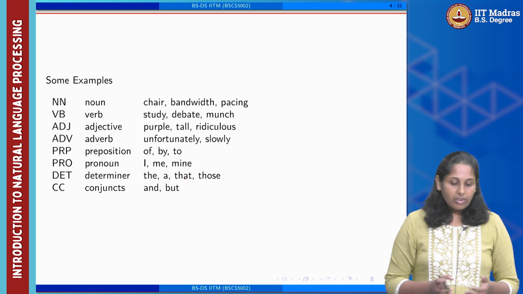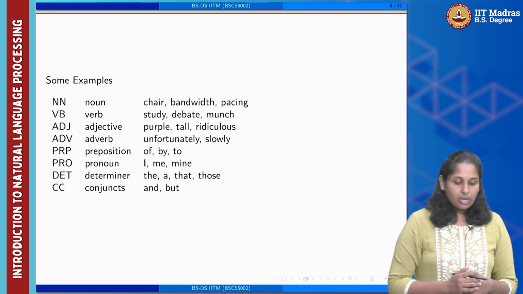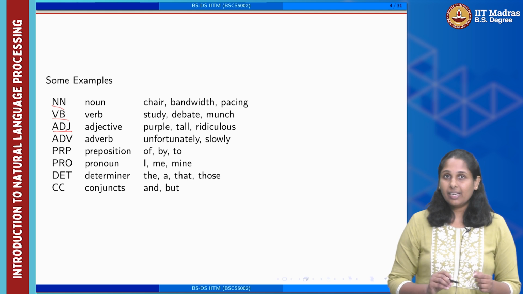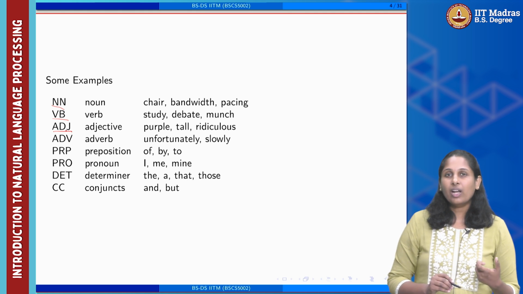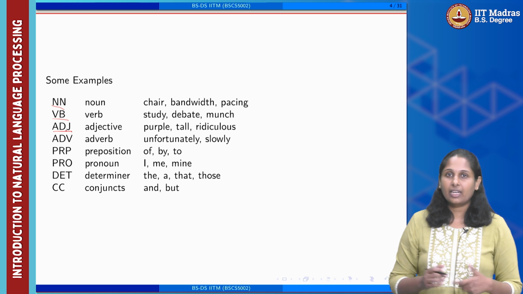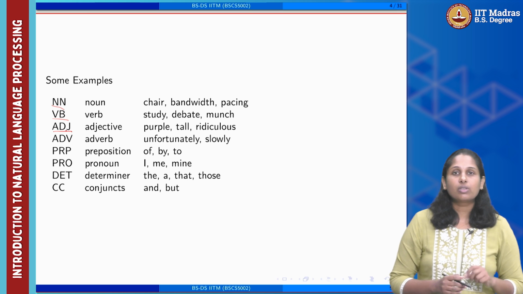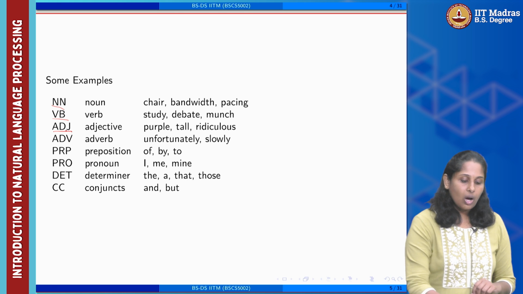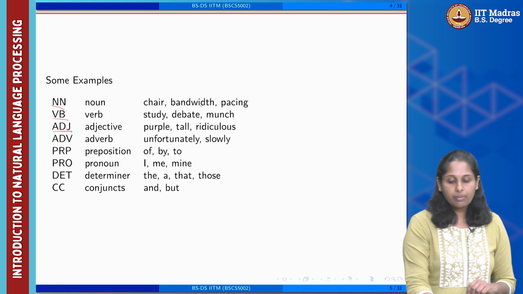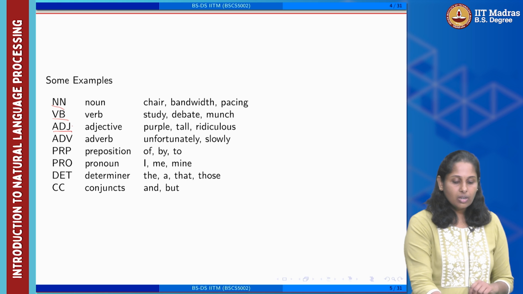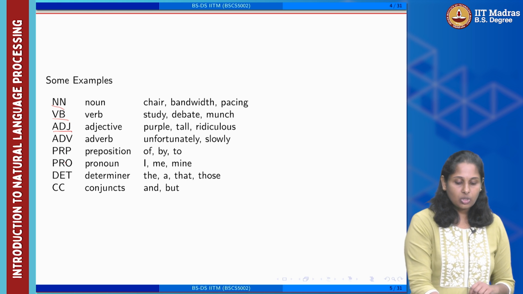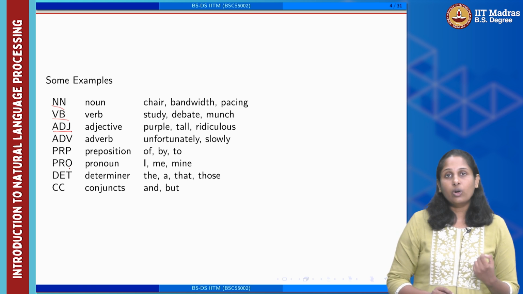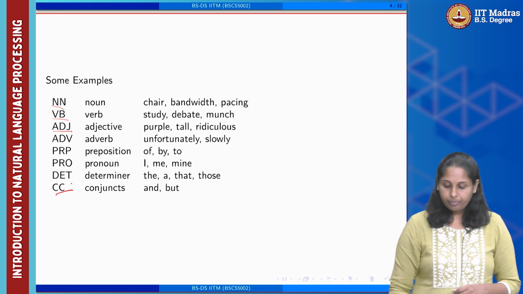So, a lot of examples we can keep giving. For example, noun, and you could see we are using one or two capital letters to represent the category. These capital letter forms are nothing but mnemonic forms to express that particular category. So, nouns are NN, for example chair, bandwidth, pacing. Then verb, adjective, adverb, preposition or pronoun, determiner or conjunction. So, conjunctions are like coordinating conjunction, that is why CC here, right.